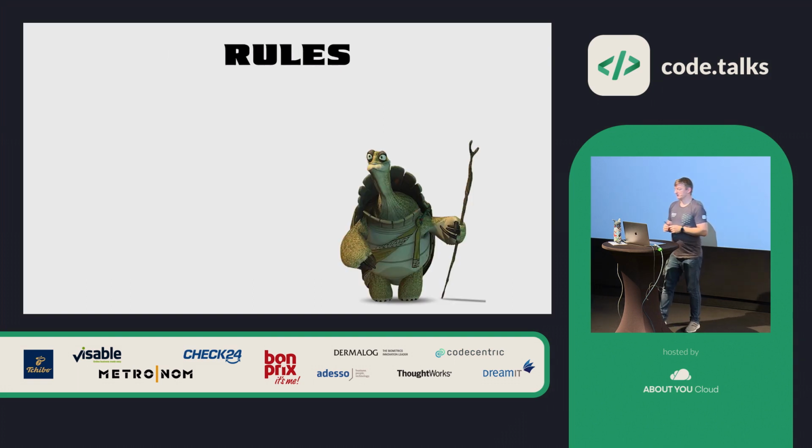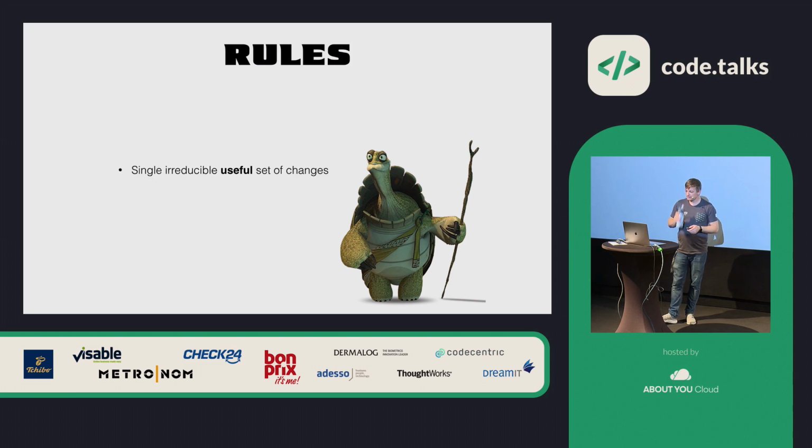So of course, there are some rules for atomic commits. They should be about a single, irreducible, and now it's important, useful set of changes. So it's not, I added an empty method, and then I added the first line of code to my method, and then I added the second line of code to my method. That's not very useful. So really do useful commits.